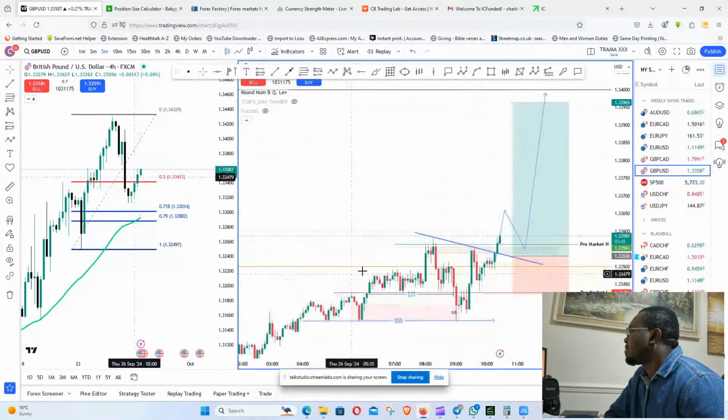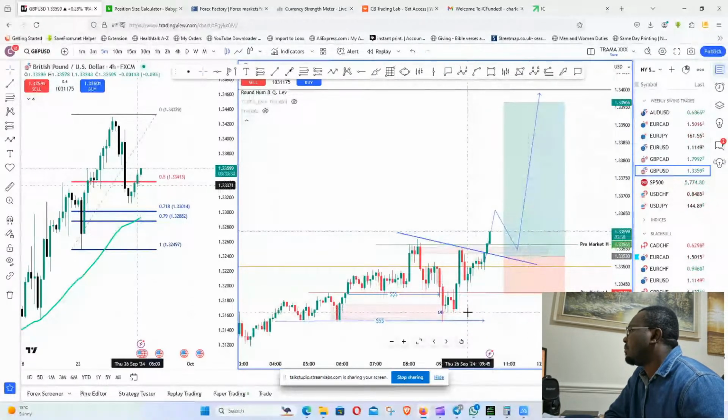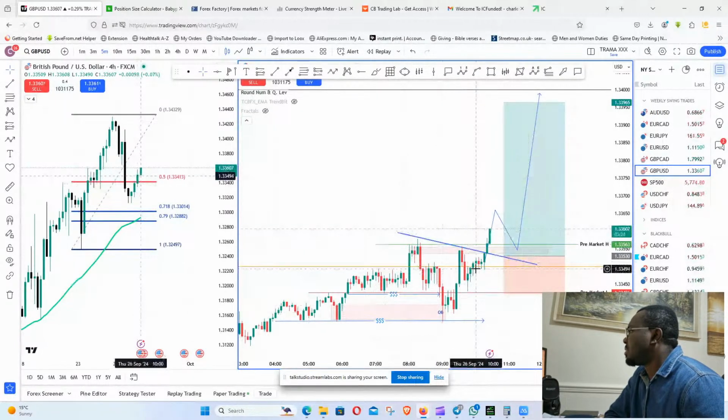Because on the 15 minutes right now, we just had a break of structure of this structure here, this high. This is a new break of structure. So it's creating higher highs. You see the way it's pushing up now.